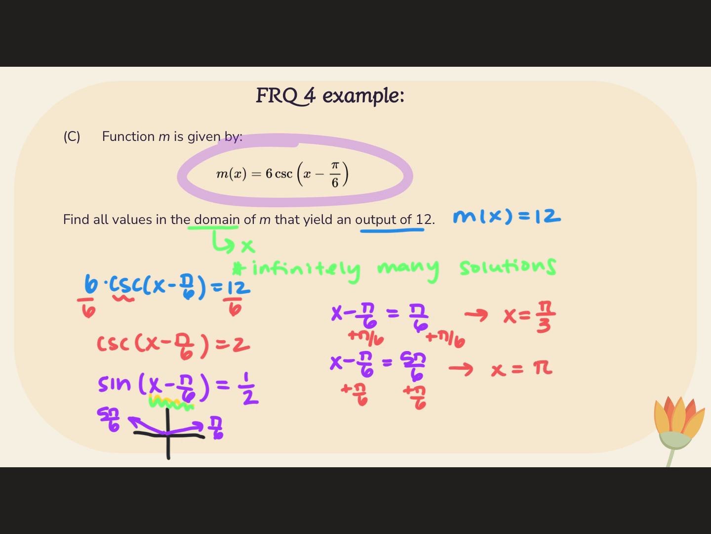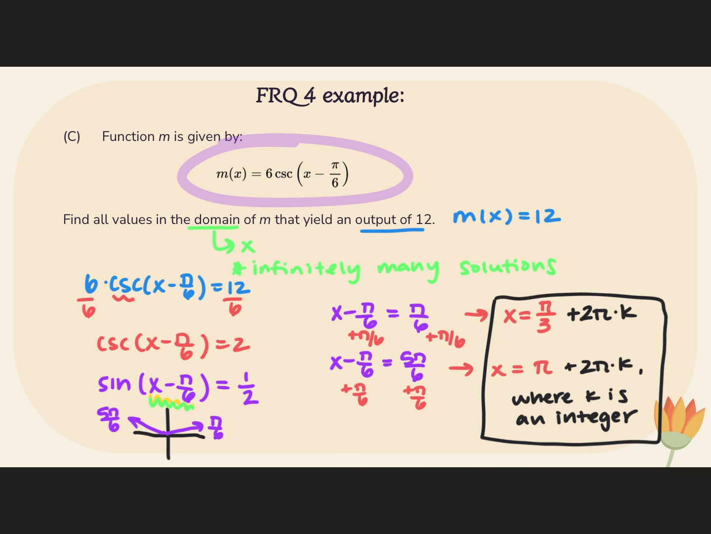Our infinite solutions adjust our solutions just a little bit more than that. After we find those angles, we need all of the coterminal angles, so we're going to add on plus 2 pi times k, where k is an integer. We need both equations and that expression where k is an integer in our final solution.